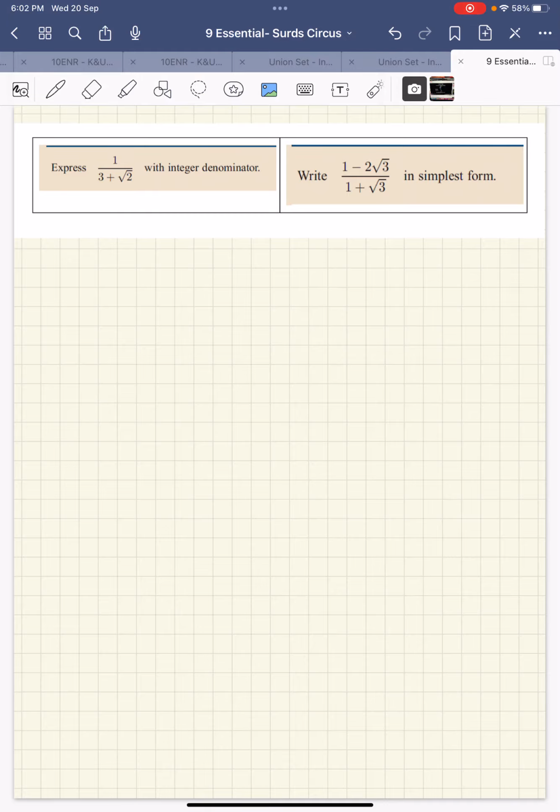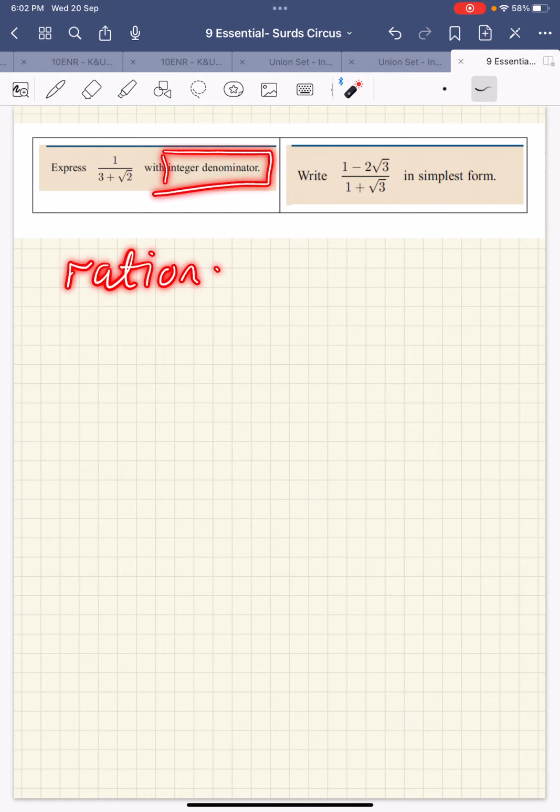Okay, so here we are going to take this fraction, you can see it here, and we're going to try and change it so the denominator doesn't have a surd in, but it consists only of a rational number. So that's with an integer denominator. This is called to make the denominator rational. So we are going to rationalize the denominator.